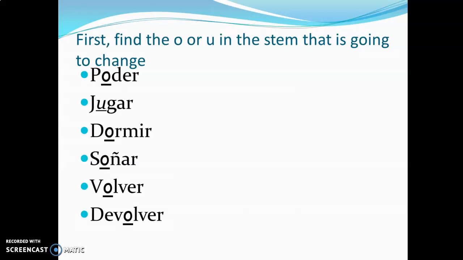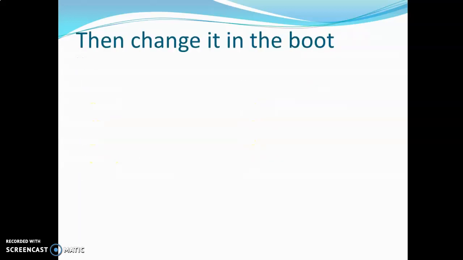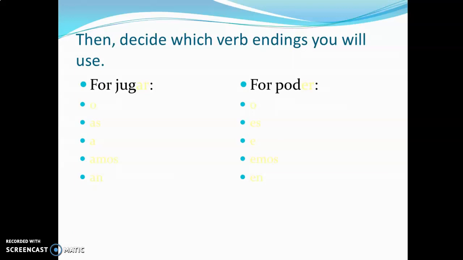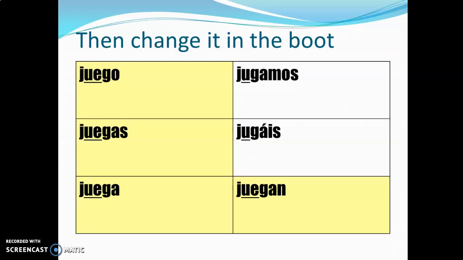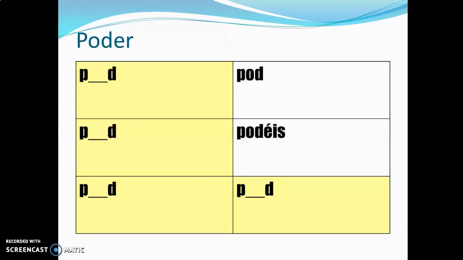Okay, so first find the O or U in the stem that is going to change. Those are the ones underlined. And so for jugar, ooh, that's terrible. It's yellow, sorry. But jugar and poder, you change it to juego. This is to play. Yo juego versus jugamos, where it doesn't change. Poder would change to puedo. So I can is yo puedo. So add your endings, and then remember, nosotros and vosotros would stay just the O, but you change that O to UE in the boot. So, sí se puede is Obama's slogan. Yes, we can. Or podemos.